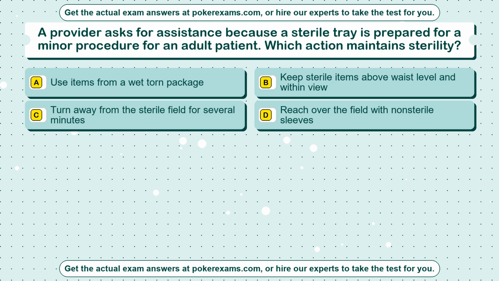Question 88. A provider asks for assistance because a sterile tray is prepared for a minor procedure for an adult patient. Which action maintains sterility? Option A, use items from a wet torn package. Option B, keep sterile items above waist level and within view. Option C, turn away from the sterile field for several minutes. Option D, reach over the field with non-sterile sleeves.